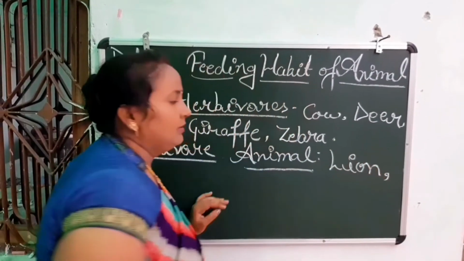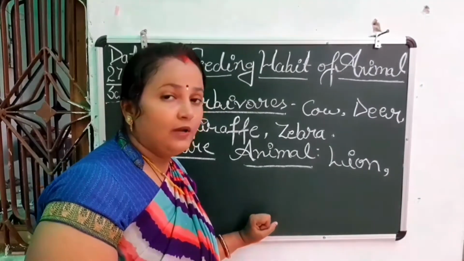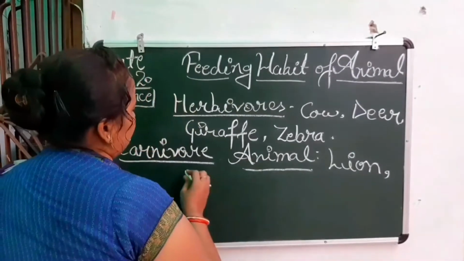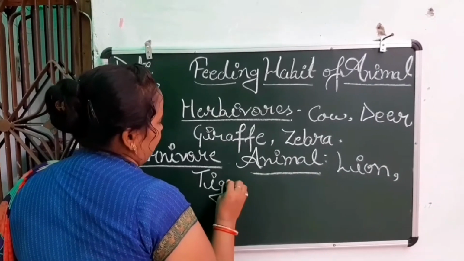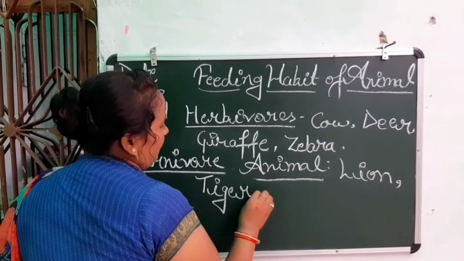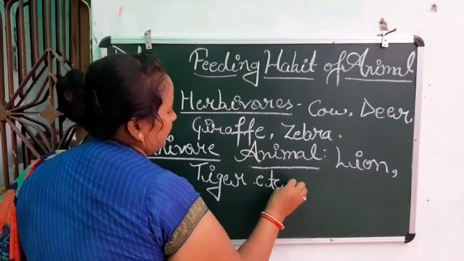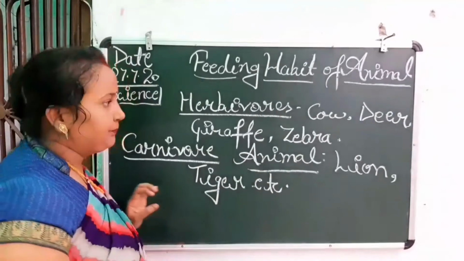Very good. One more. Give answer. One more animal name. Yes. Tiger. Right. So many of the animals are here. They can tear the flesh of other animals. Right.